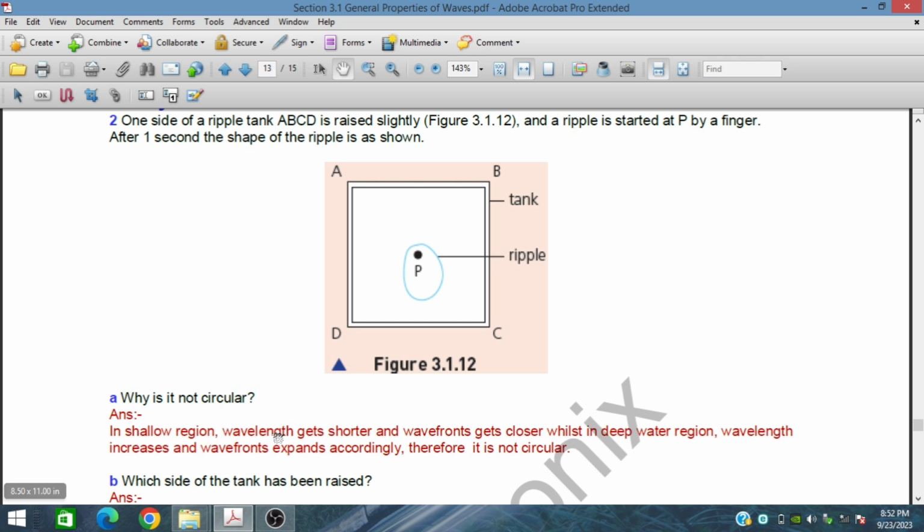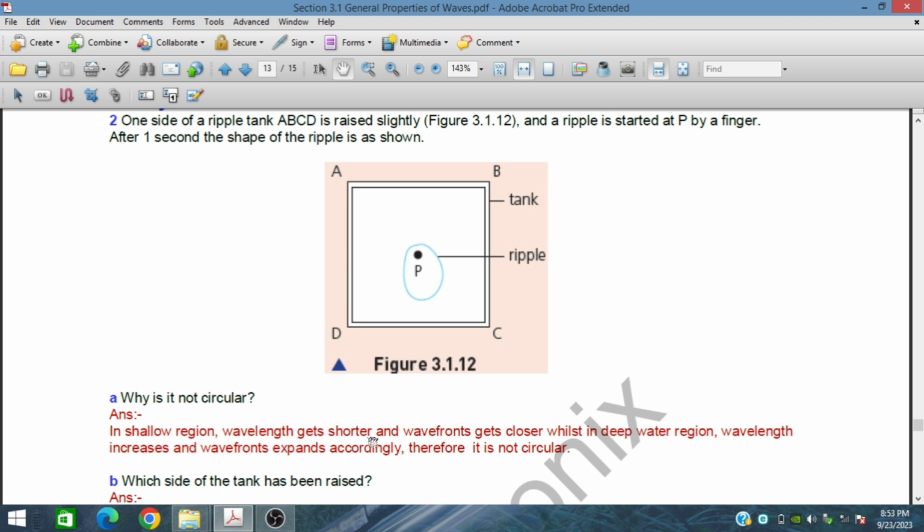In a shallow region, the wavelength gets shorter and the wavefront gets closer, while in a deeper water region, the wavelength increases and the wavefront expands slowly. Therefore, it is not circular. So if we incline the tank slightly, making an angle, we get a deep region of water and a shallow region of water. So this kind of shape is produced. This is one of the reasons that we discussed.